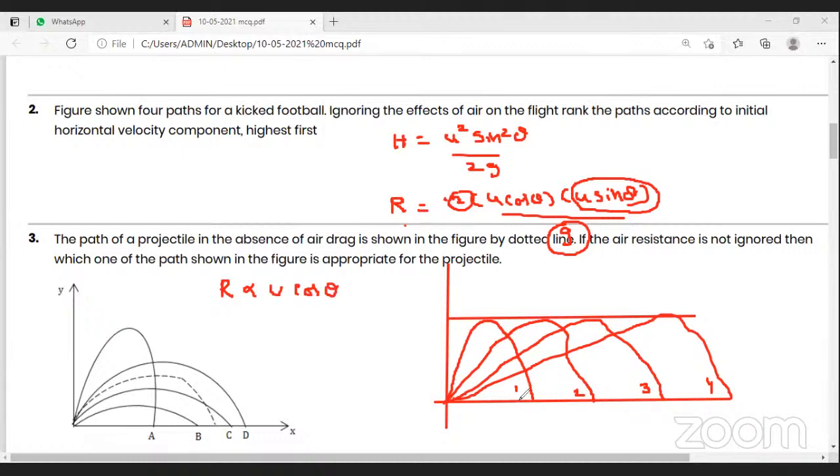And is range the same for all the paths? No. Range is different for different paths here. In which case is range maximum? In the 4th case only, range is maximum. When range is maximum, the horizontal component of velocity u cos theta is also maximum. So in the 4th case, u cos theta is maximum. Next to the 4th one, third. Next to the 3rd one, second. Next to the 2nd, first. In this way, the horizontal component of velocity decreases. Understand?